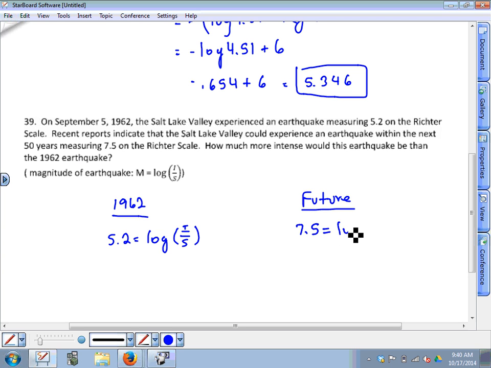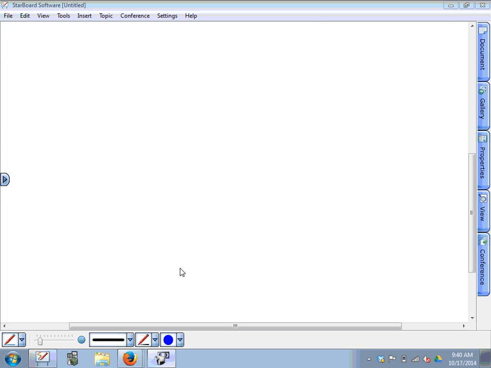And then in the future, hopefully far in the future, we have magnitude 7.5 equals log. Now, this one's going to be more intense, so we're not just going to use I over S. But the question is how much more intense, and that's what we're trying to answer. So I'm going to let this equal X. How much more intense? So it's going to be X times the original intensity over S. This is X times this intensity over here. So 7.5, I'm going to manipulate this expression inside the logarithm. It's going to be the log of X times I over S.